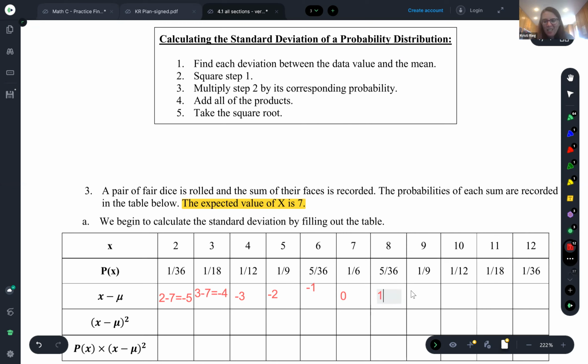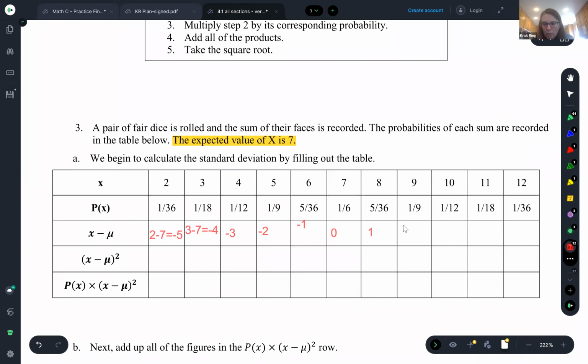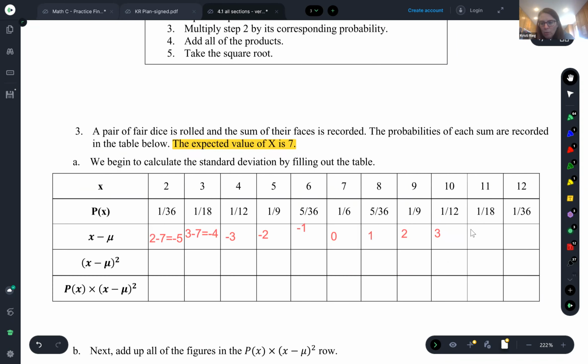We're on the other side of 7 now, so we're getting different answers. Sorry if you are getting seasick. 9 minus 7. 10 minus 7. 11 minus 7. And finally, 12 minus 7 is 5. Okay, easy peasy. Just subtract the mean from the number in X.